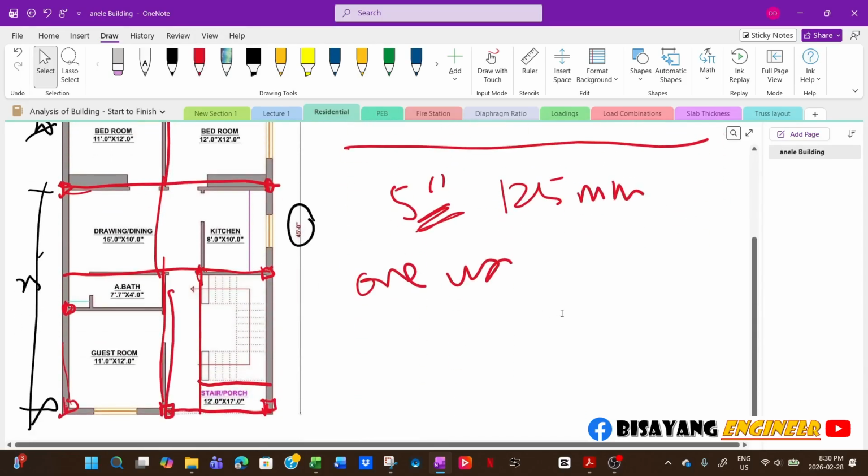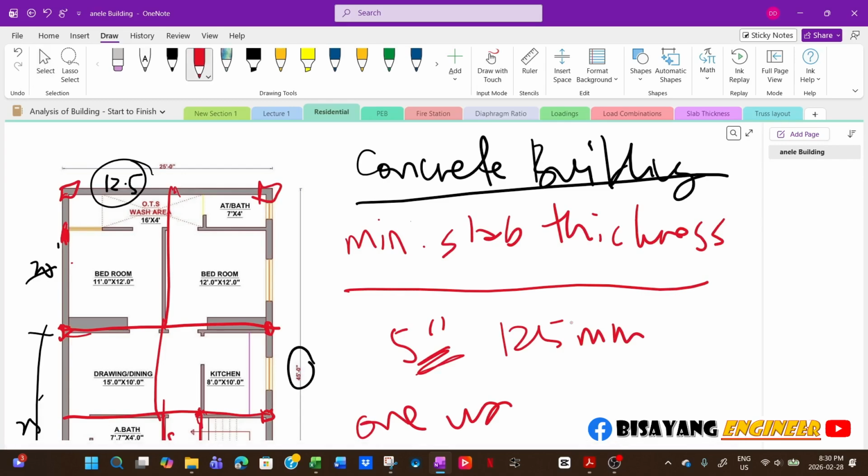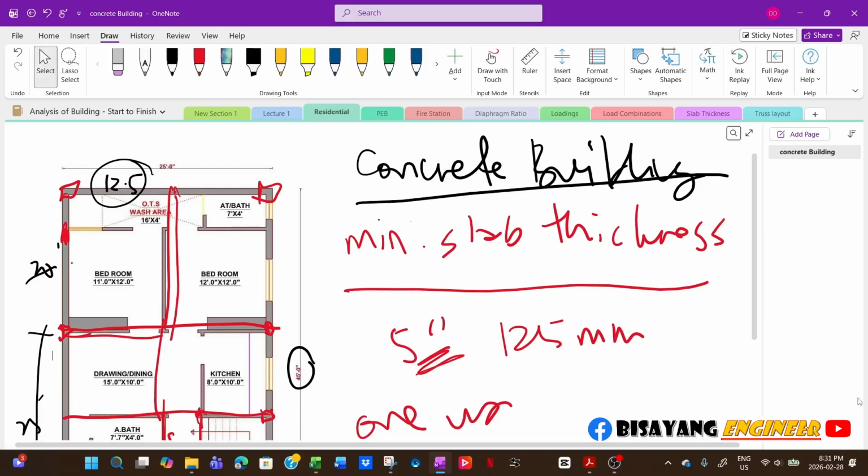For example, if it's a one-way slab, then you're limited to 10 feet. Now, if you want a two-way slab, then with this area, it will be okay to use 5 inches, and then it will be a two-way slab. So you can frame it that way.